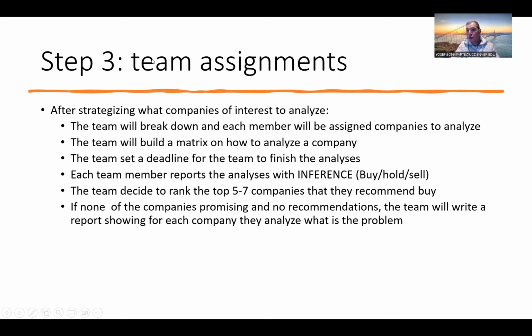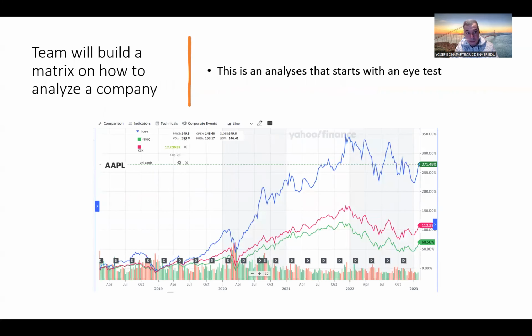Step 3: if you work at JP Morgan or Morgan Stanley, you break into a team to analyze a sector or 2 sectors. We break down the team, and some people analyze this. Some companies will build a matrix on how to analyze a company. The team sets a deadline to finish the analysis. Each team member reports the analysis with an inference: buy, hold, or sell.